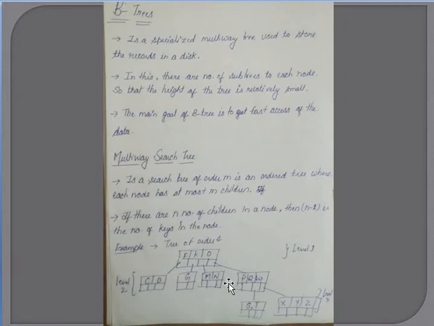So here the tree is of order 4. Order 4 means there are 4 child nodes. So if the number of children in a node is 4, then n minus 1 is the total number of keys in the node. That is what we call the keys. 3 keys are there, 1, 2, 3.